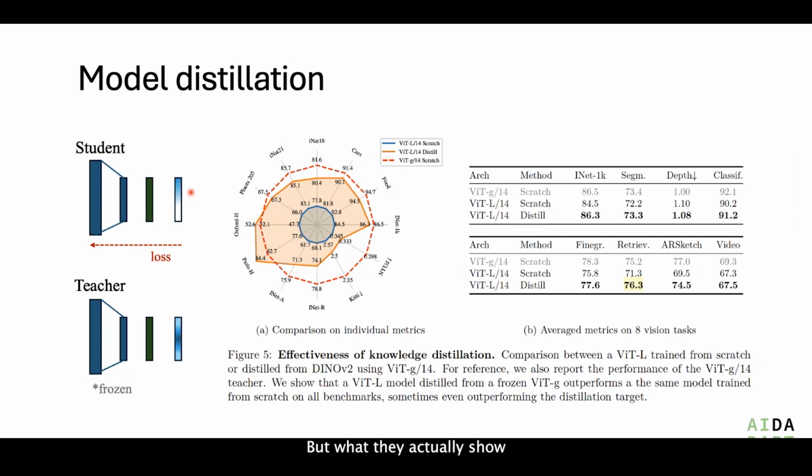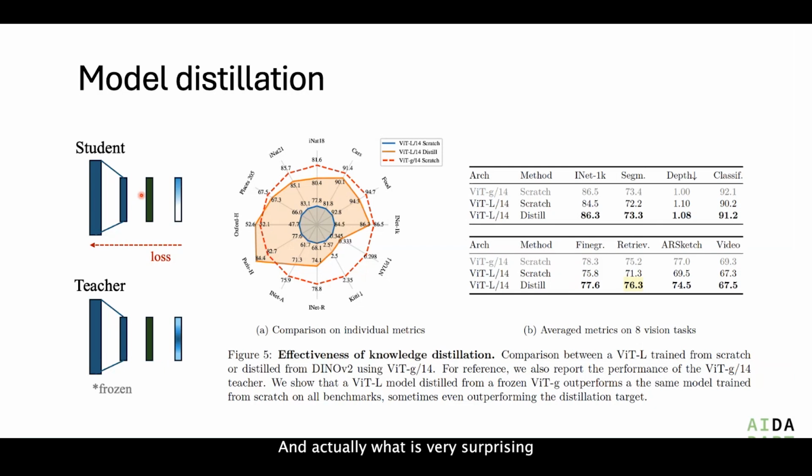But what they actually show is that if we use the same approach, so we have a student and a teacher, and now we keep the teacher frozen, the teacher would be this large vision transformer, and the student would be the smaller scale transformer, then we can use the same approach to distill or train a smaller transformer.